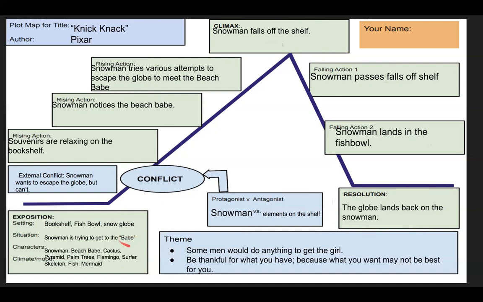So in this case, different perspectives might give us a couple different themes, and I've only put 2 here, but there's others. Some people may think that some men would do anything to get the girl, right? Our snowman here risked bodily harm so he could get out of this globe that he's known as his home and meet the girl. Or we could say, be thankful for what you have because what you want may not be the best for you.